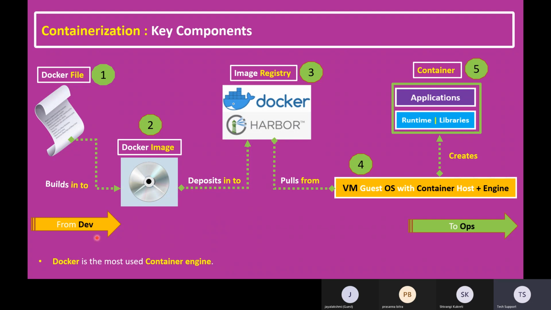image registry purpose. So once the Docker file submits the information to the Docker image, that image is deposited into an image registry, which is either Docker or Harbor. Harbor is also a tool name, and this is the third step. Again, this image registry is pulled from the virtual machine. How our virtual machine installs this application is that it will automatically pull from the image registry. From whatever image registry is configured at the VM level, it will pull the specific binary file, a Docker file, and it will start creating the application.